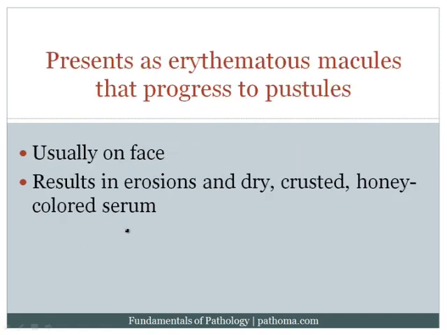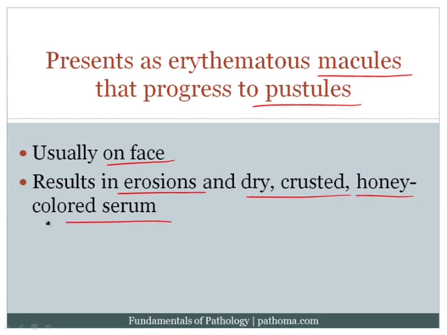It presents as erythematous macules. Remember that a macule is a flat lesion that progresses to pustules. A pustule is a raised lesion that contains pus. Of course, there's bacteria here, so you're going to get some pus. Usually occurs on the face. It'll result in an erosion with this dry, crusted, honey-colored serum on the surface. And so that's the classic finding in impetigo.